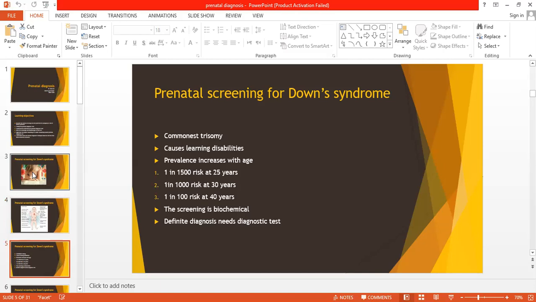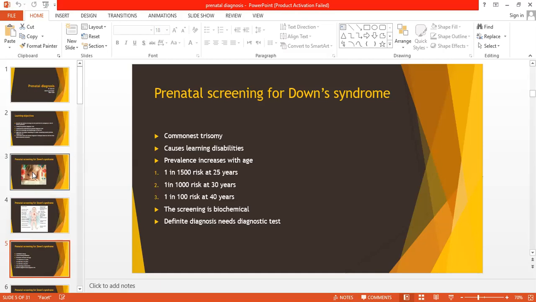Down syndrome is a common cause of learning disabilities. It is important to screen for Down syndrome. The prevalence increases with age. There is 1 in 1500 risk at 25 years of age. If the mother is 30 years of age, then she has 1 in 1000 risk of carrying a fetus with trisomy 21. And the risk increases to 1 in 100 when she reaches 40 years of age.